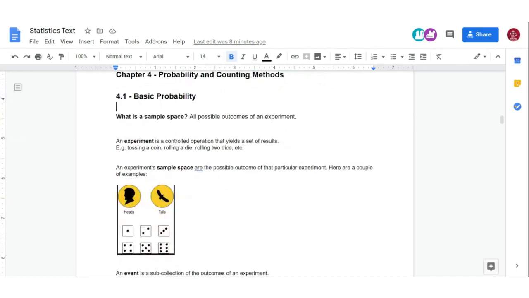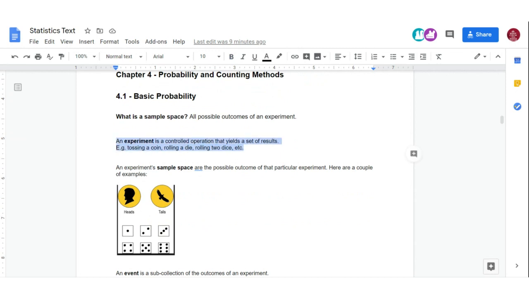a definition of a sample space. Now, a sample space is just all possible outcomes of an experiment. And an experiment is a controlled operation that leads to a set of results. For example, tossing a coin, rolling a die, rolling 2 dice, etc. It could be any number of things.